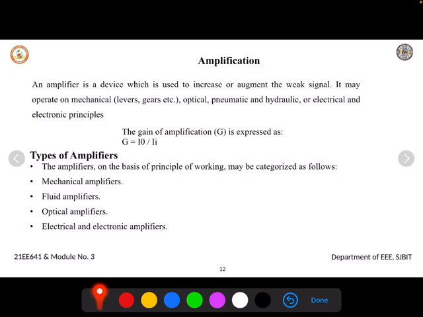So here are a few types of amplifiers, categorized on the basis of principle of working. They are the mechanical amplifier, fluid amplifier, optical amplifier, and electrical and electronics amplifier. We will see them one by one in detail, the types of amplifiers available with respect to mechanical, fluid, optical, and electrical and electronics.